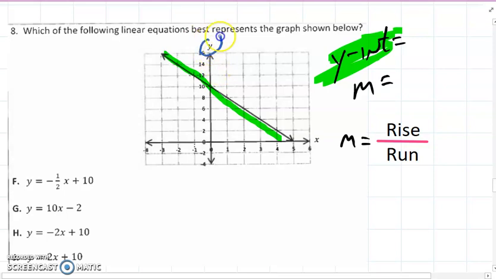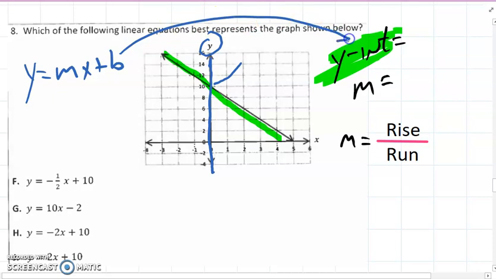Your y-axis is right here, all the way down. Where do those two lines meet? They meet right there. You should be able to tell me what that number is. According to the equation y equals mx plus b, this is my y-intercept. That's where that number goes. So if you look at your choices, you should be able to eliminate one already.